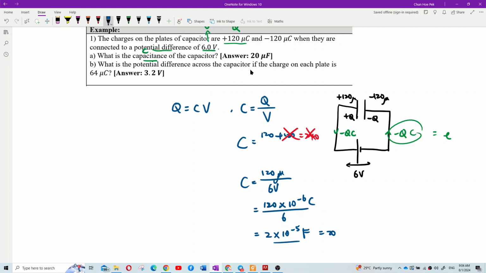Why is it 20 microfarad? Because it's 20 times 10 to the negative 6. So it's 20 microfarad. Also can.